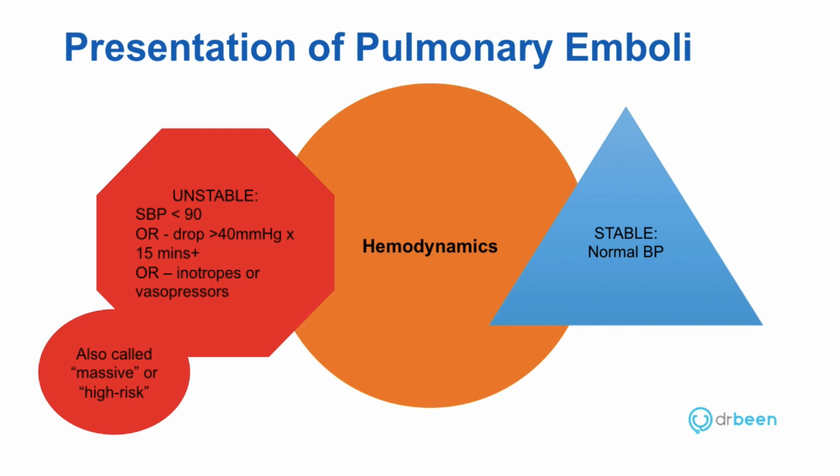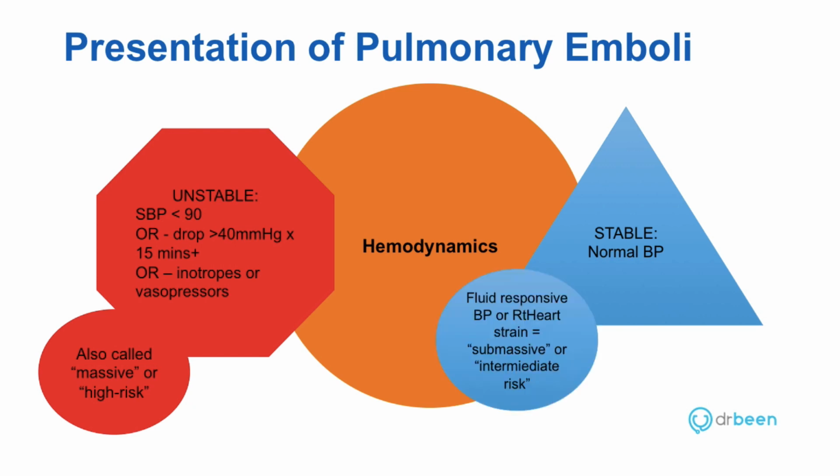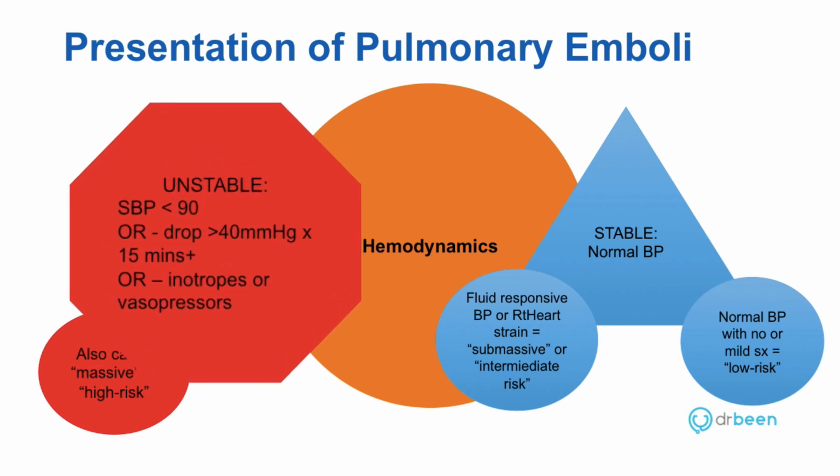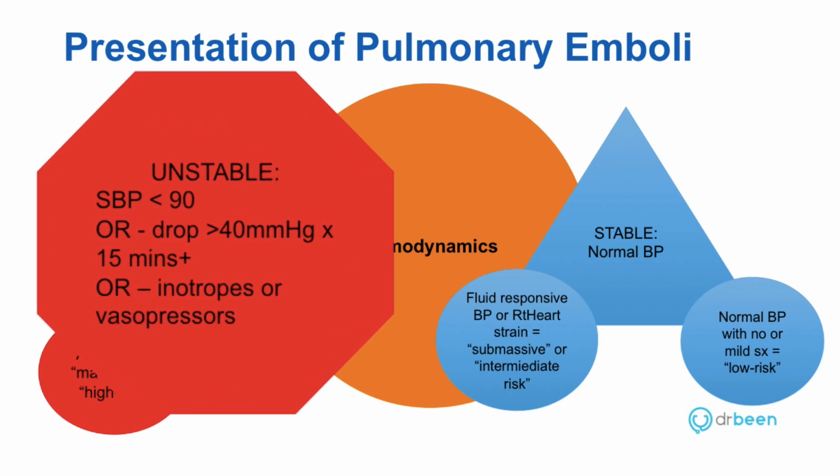You can have stable pulmonary emboli that have normal blood pressures. If it's submassive or intermediate risk, the blood pressure is fluid responsive and or has right heart strain. If you have completely normal blood pressure with no or mild symptoms, it's considered a low-risk pulmonary embolus. It's the unstable pulmonary emboli that have the highest consequence for patients, that are the most dangerous for patients, and require rapid treatment and support. We'll talk more about the support and treatment of pulmonary emboli in another lecture.